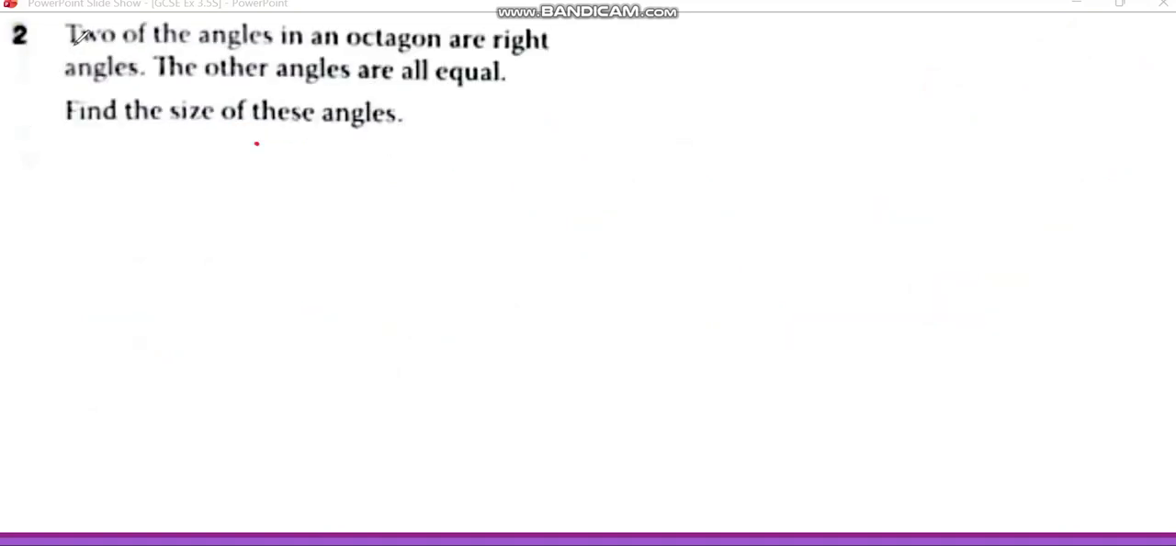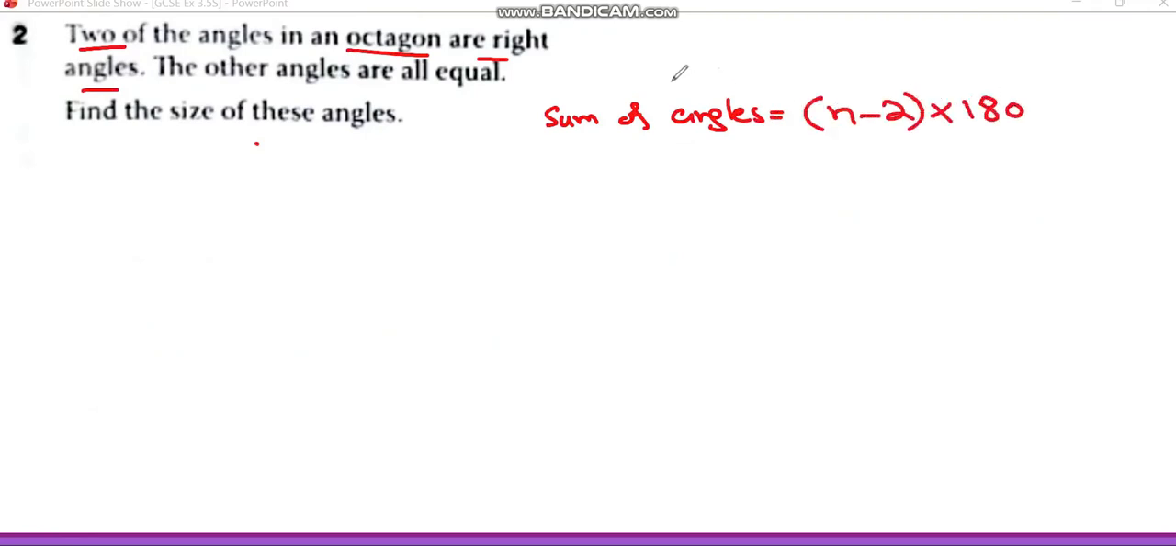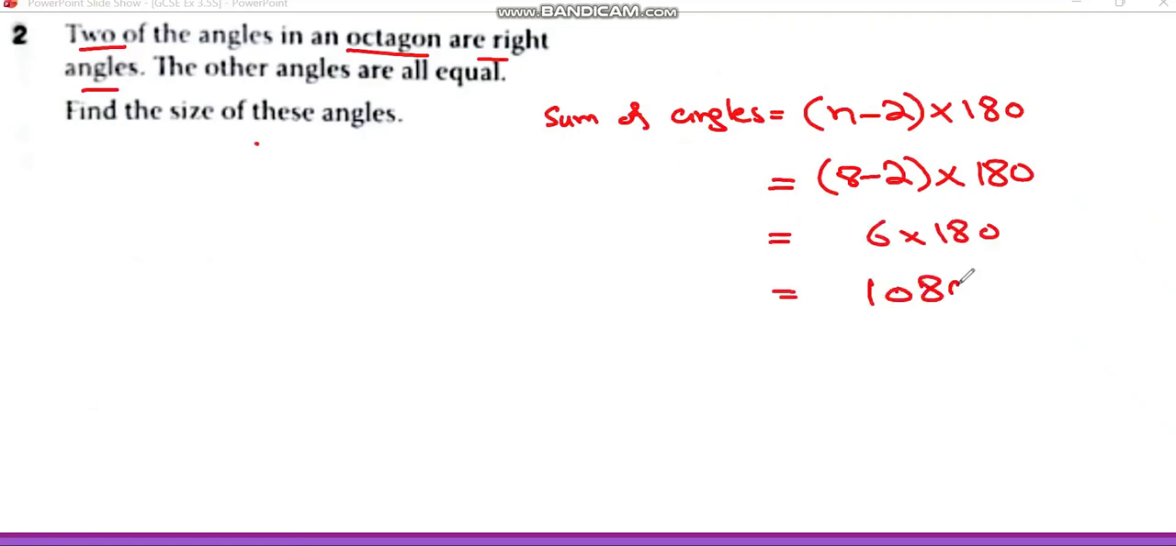In question number 2, it says 2 angles in an octagon are right angles, and the other angles are equal. So we have to find the size of the remaining angles. In an octagon, first we need to find the sum of all angles, which will be equal to n minus 2 times 180. Here we are talking about the sum of interior angles. There are 8 sides, so 8 minus 2 times 180, and that should be 6 times 180, and that will be 1080. So the sum of all angles in an octagon should be 1080 degrees.